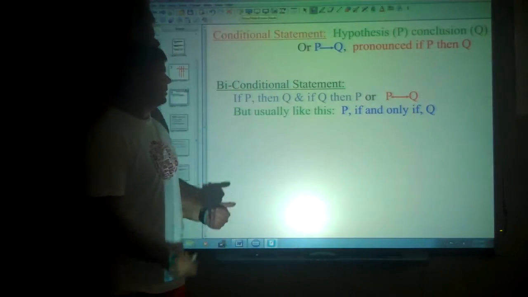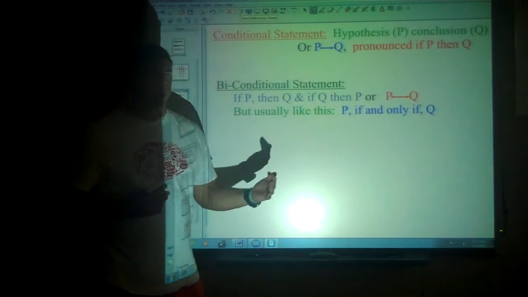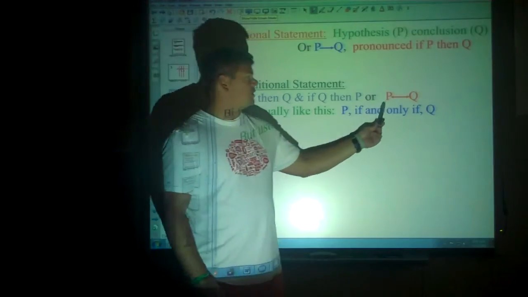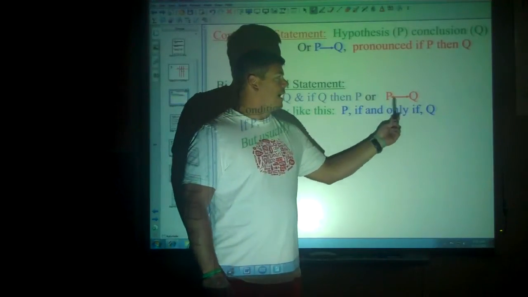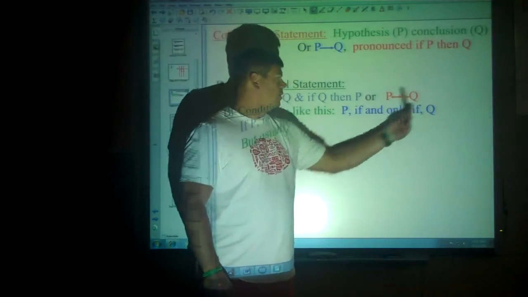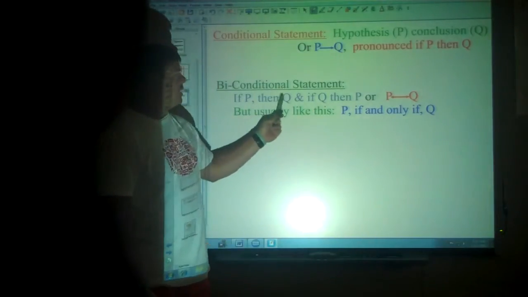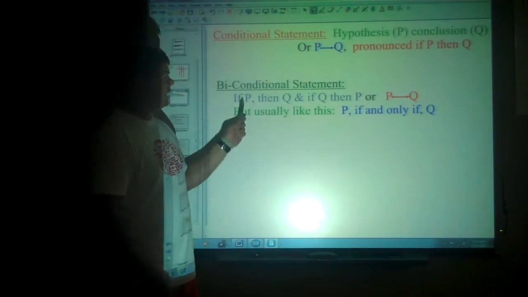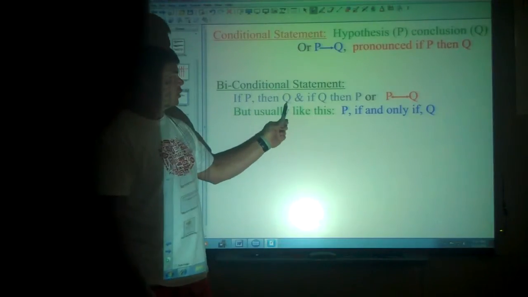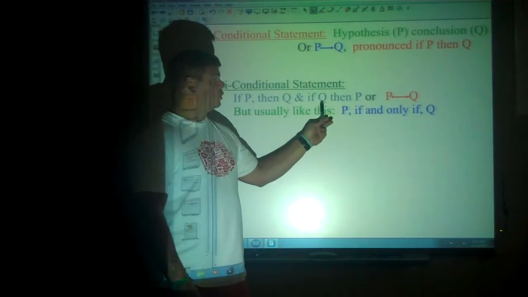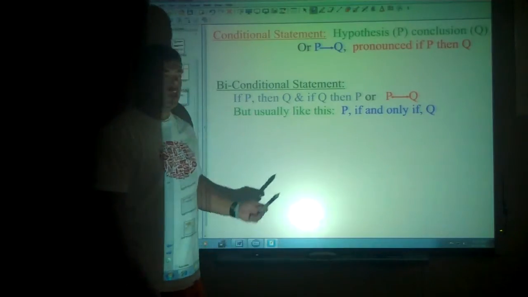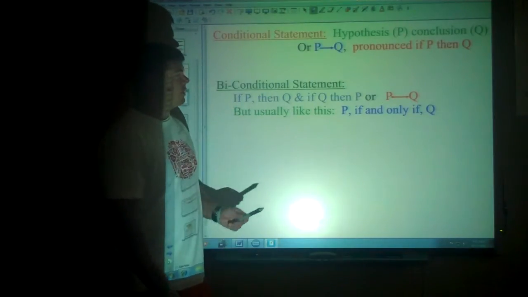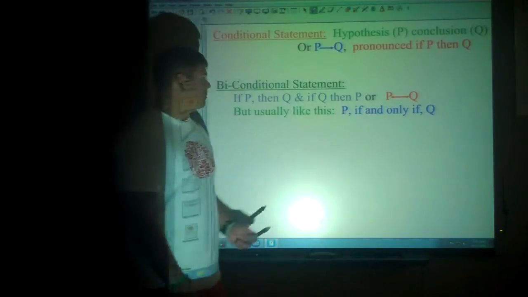Remember, biconditional statements have to work both forward and backward. So the symbol now has an arrow going back and forth, because it has to work both forward and backward. If P, then Q, and if Q, then P. Notice that's forward and backward. If the hypothesis, then the conclusion, and if the conclusion, then the hypothesis. In order for it to be a true biconditional statement, it has to be able to work forward and backward.